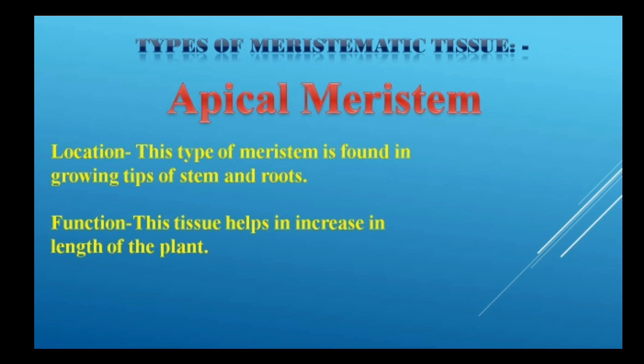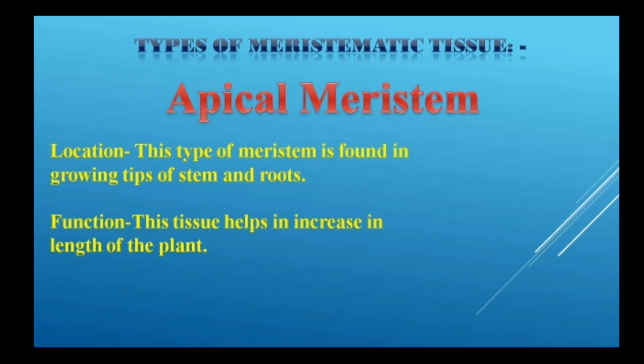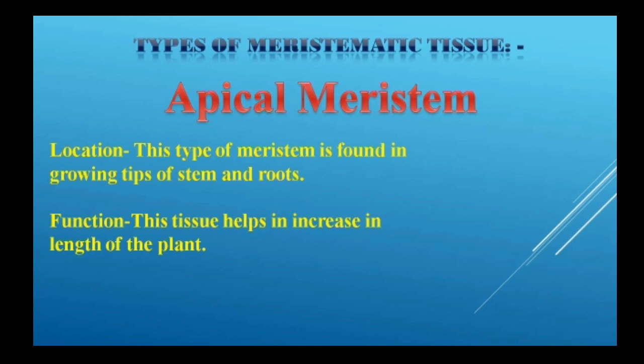Now let us understand apical meristem. Now, what is the location of this apical meristem? This apical meristem is found in growing tips of stem and roots. And what is the function of this apical meristem? The tissue helps in increase of the length of the plant. मतलब क्या है कि जो भी plants बड़ा होता है ना, उसका एकदम जो ऊपर का जो पोर्शन है और जो रूट्स का पोर्शन है उसमें रहता है एपिकल मेरिस्टेम, ताकि ये जो प्लांट है, कोई भी प्लांट है, ये बहुत ज्यादा ग्रो कर सके. That means the plants can grow as much as possible because of this type of apical meristem.